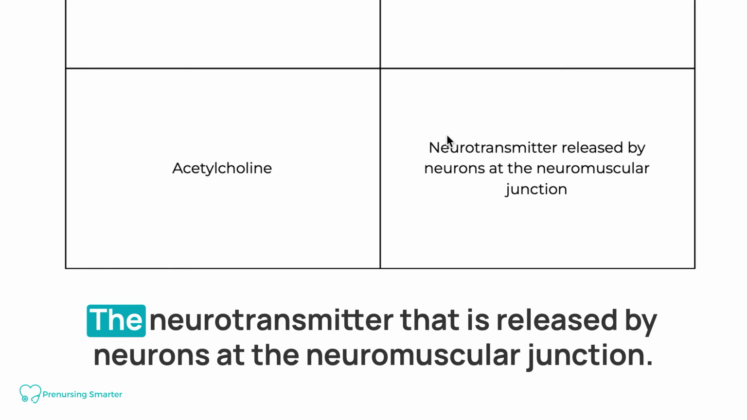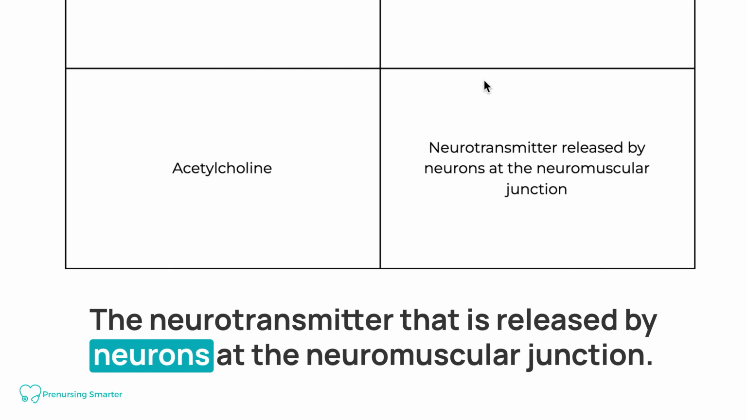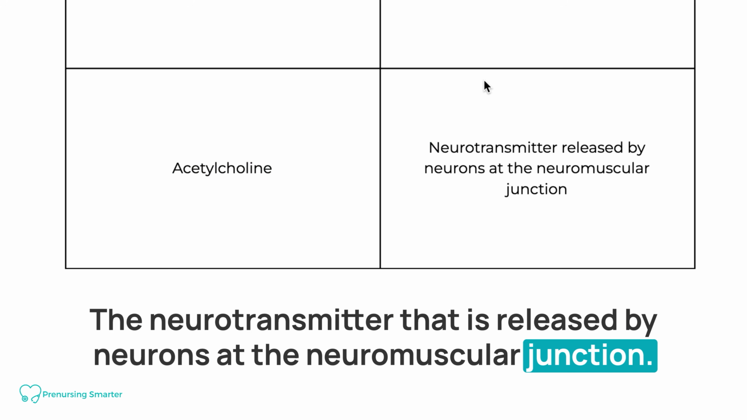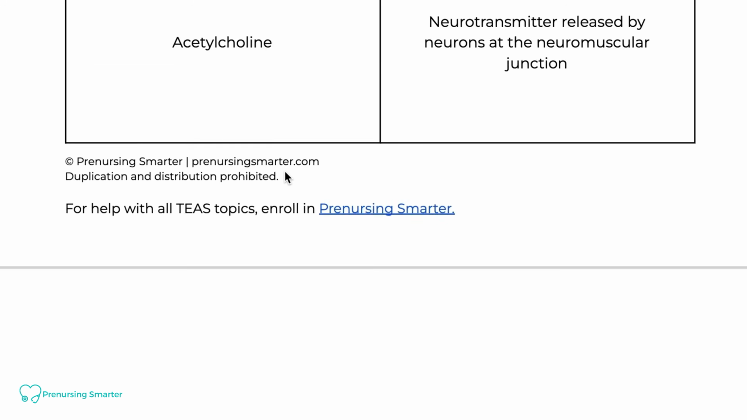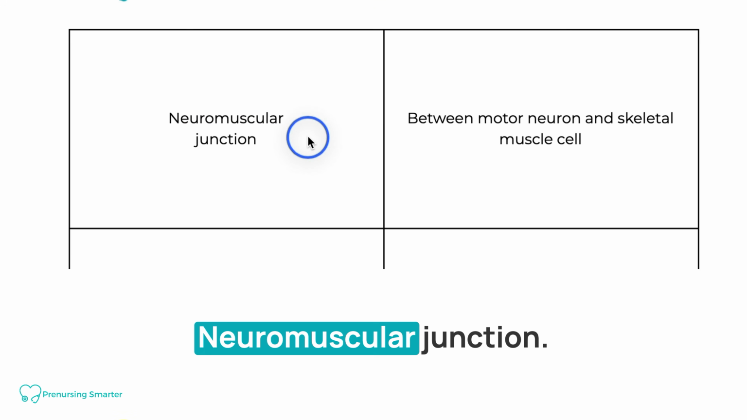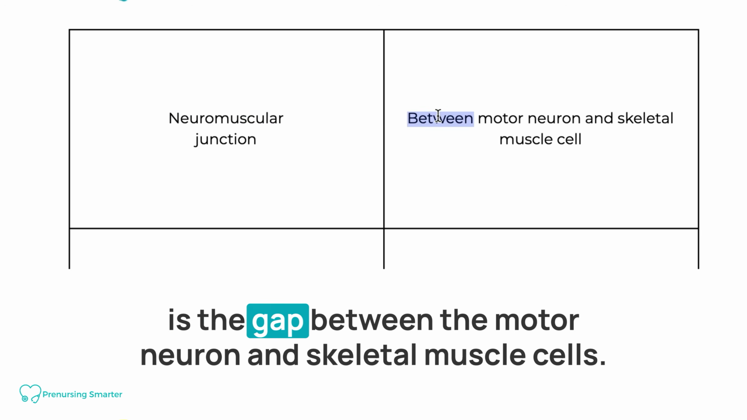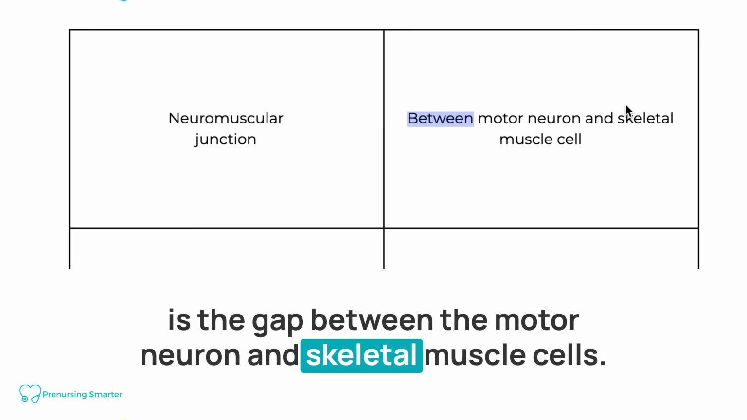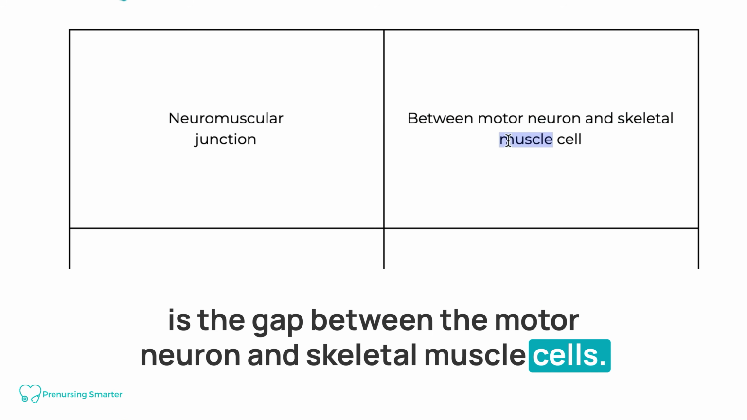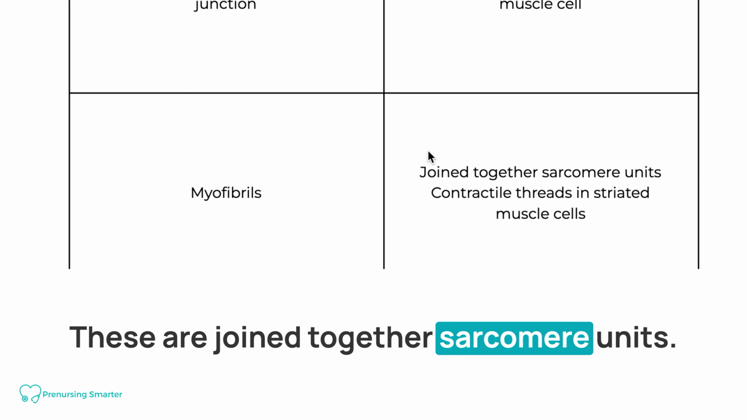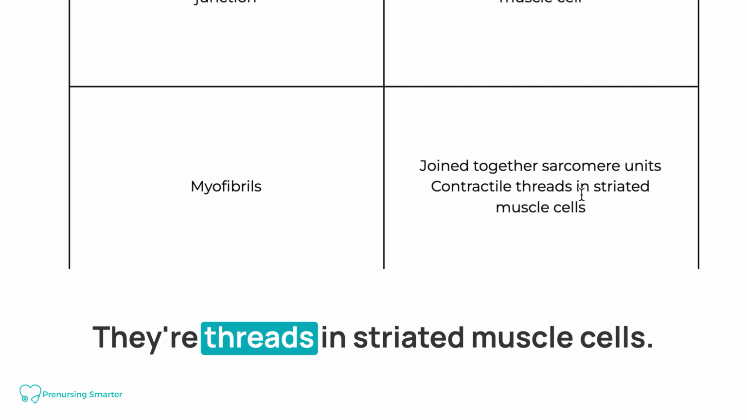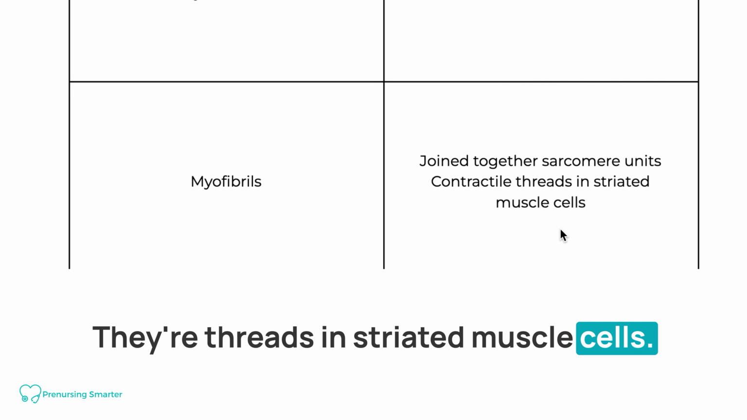Acetylcholine. A neurotransmitter that is released by neurons at the neuromuscular junction. Acetylcholine is the most important neurotransmitter to know for the TEAS Science section. Neuromuscular junction. This is the gap between the motor neuron and skeletal muscle cells. Myofibrils. These are joined together sarcomere units. They're threads in striated muscle cells.